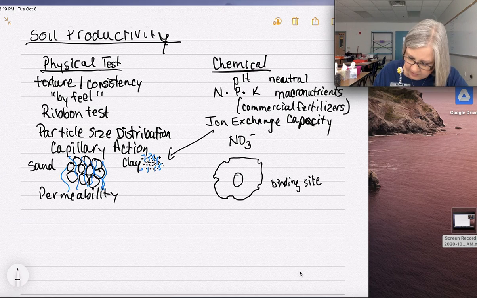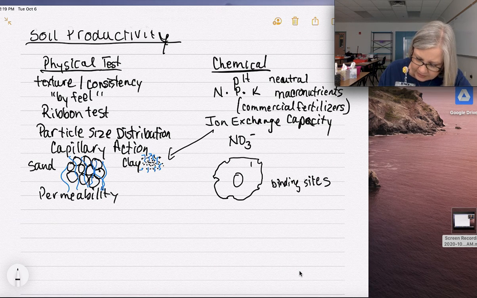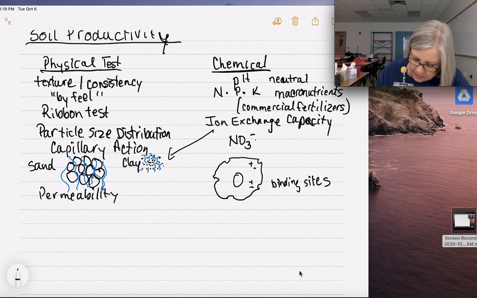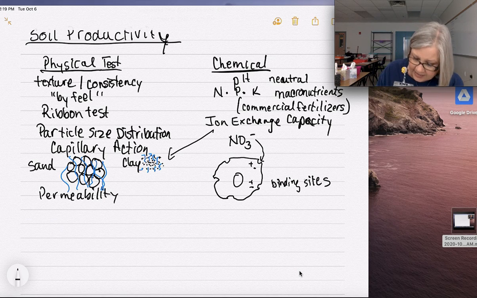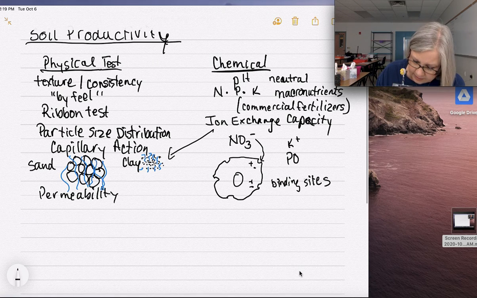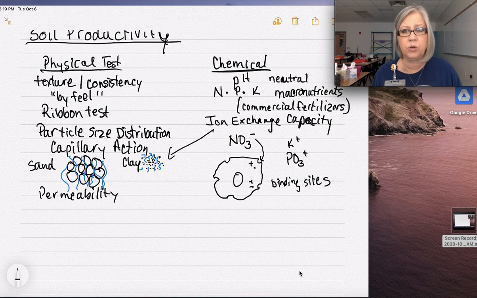So what we have on the cell, though, is also binding sites, and these binding sites are charged. They're either negative or they're positive. So what that means is that the NO3 can come in here and bind with a positively charged binding site, and then it can be taken up by the cell. Potassium can also, but it's got a positive charge. Another one is phosphorus. It also carries a positive charge. So each one of those has to have some sort of charge.